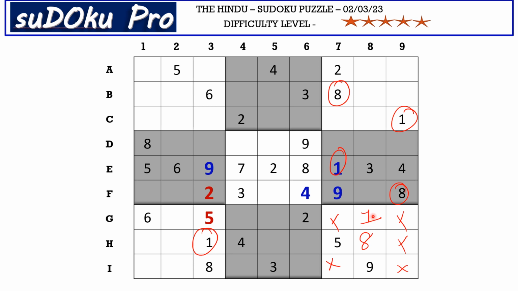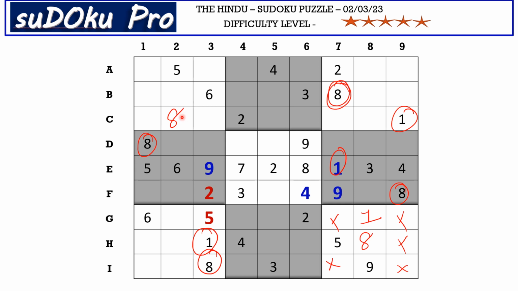Now we have this 8 in column 1 and this 8 in column 3 blocking these 2 columns and that means 8 goes in these 2 cells. We have this 8 from B row blocking here. So 8 goes here in C2.